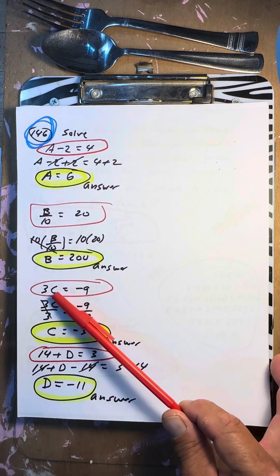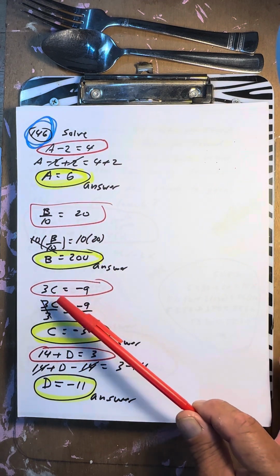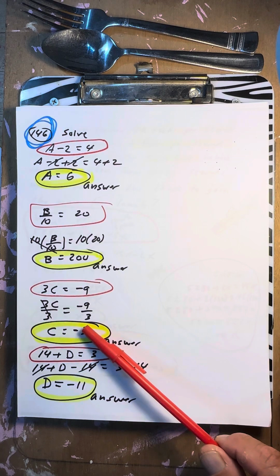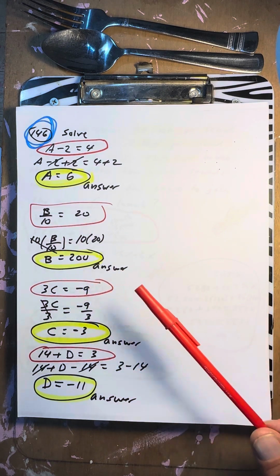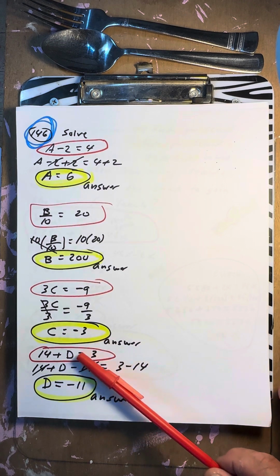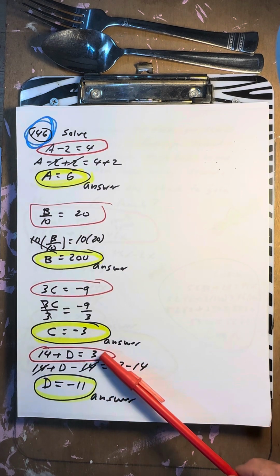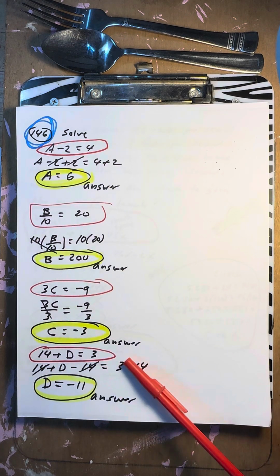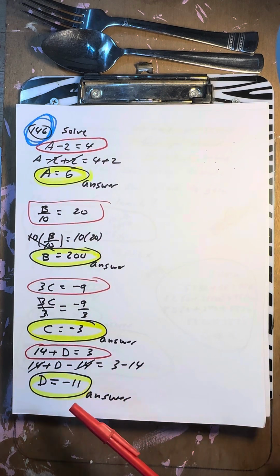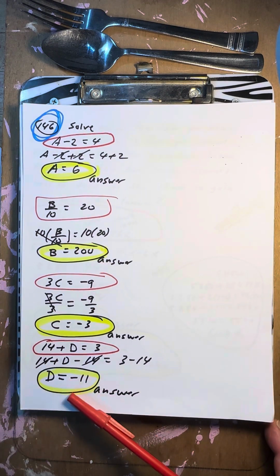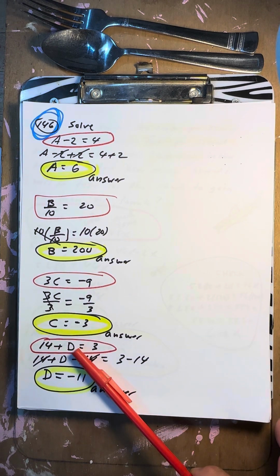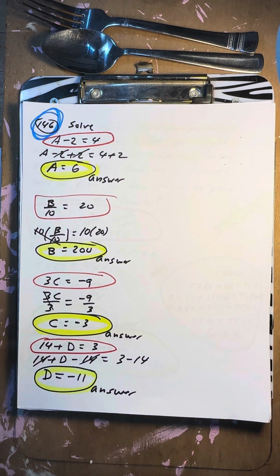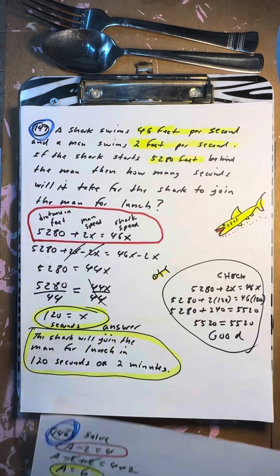Yes. 3c equals negative 9. Divide by 3, divide by 3. So c equals negative 3. Does that work? 3 times negative 3 is negative 9. How about this one? 14 plus d equals 3. Minus 14, minus 14 are gone. So we have d equals negative 11. Does that work? Negative 14 plus 11, yeah, it's 3. It works. Yes, those are the answers.